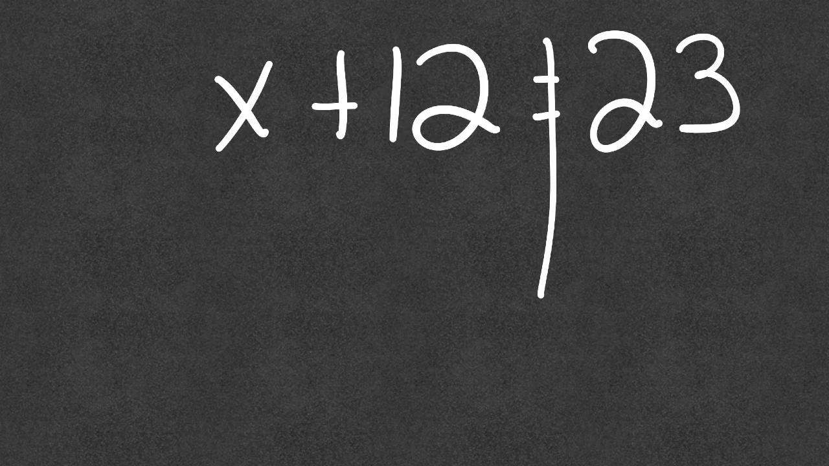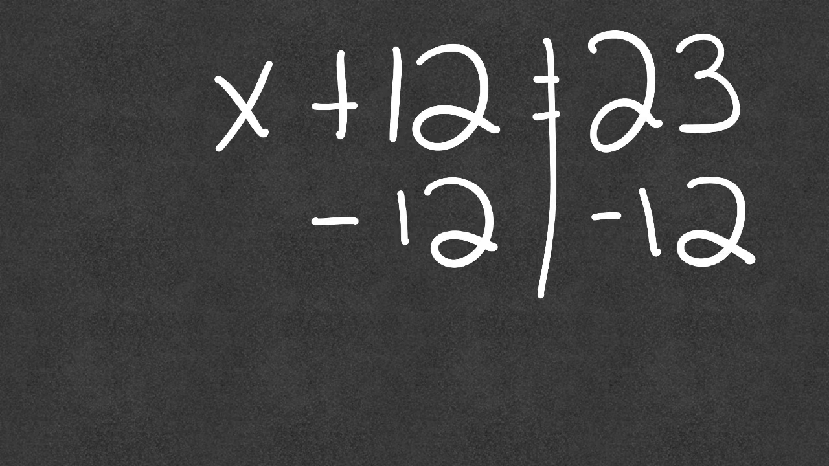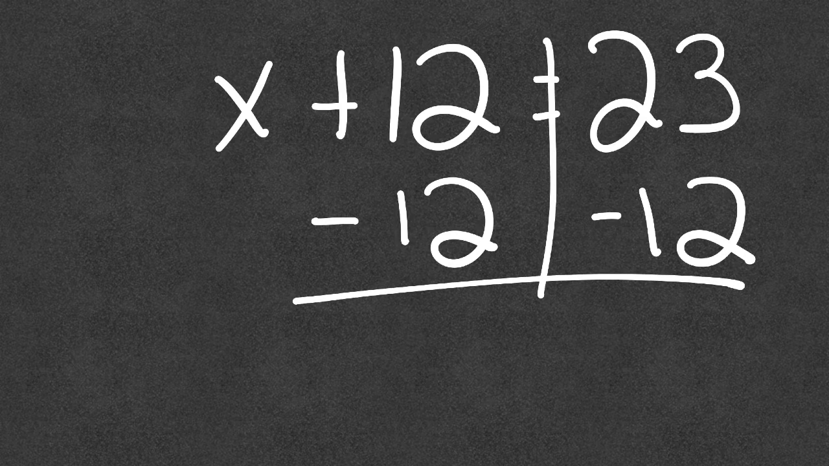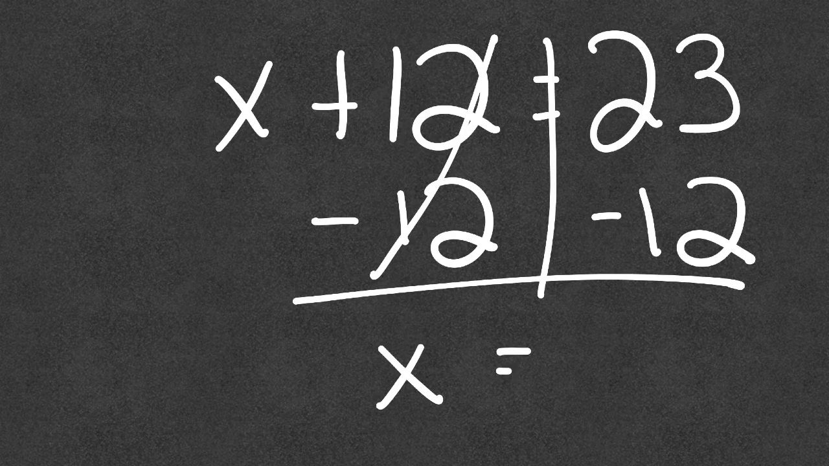So if our goal is to always get the variable alone, because that's what we're trying to find, we're finding the missing piece, is this x. We need to get rid of the 12. So to get rid of the 12, we're going to subtract 12 from both sides. Because what I do to one side, I have to do the other. Well, 12 minus 12 makes 0, so they can just cancel out. And then 23 minus 12 is 11.